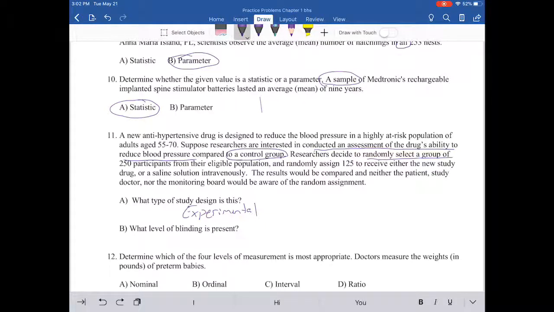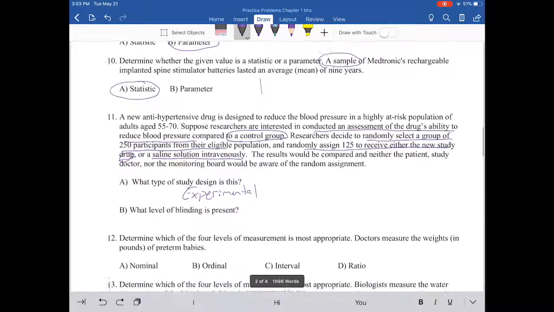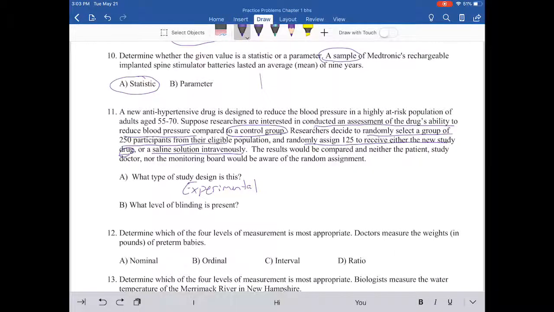We randomly select a group of 250 participants from the population and randomly send half of them to receive the new study drug, right? So we're experimenting on that drug. And then the other half gets the saline solution, which should be the placebo part there. Results would be compared, and neither the patient, study, nor doctor, nor the monitoring board would be aware of the random assignment. So the type of blinding this is, we would say this is triple level blinding.